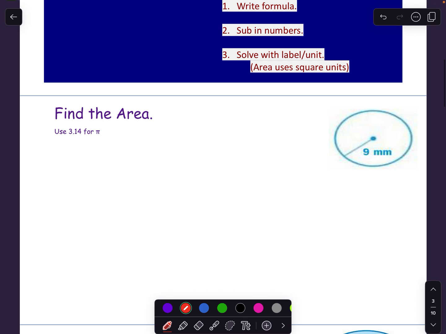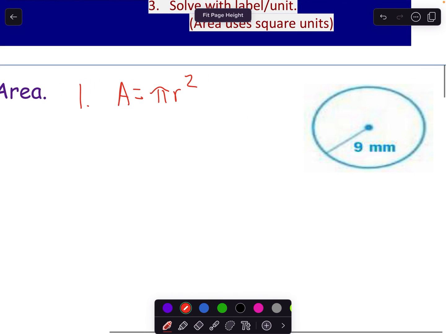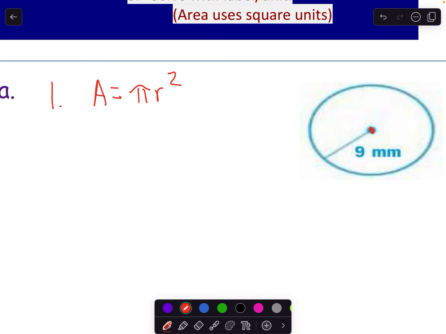So we said step 1, right? We have to write the formula. Our formula is area equals pi r squared. Okay? Now, we need to look at the shape that they're giving us. 9 millimeters from the center to the edge, that's a radius measurement. So my radius is going to be 9. So step 2, I plug in my numbers. Area equals, pi is going to be 3.14. Radius is going to be 9 squared.